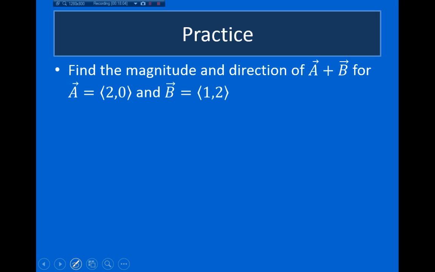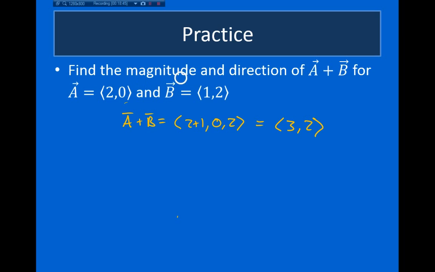So let's look at another example. This one asks us to find the magnitude and direction of a plus b, where a has a component of 2 in the x direction and 0 in the y direction, and b has a component of 1 in the x direction and 2 in the y direction. So this is pretty easy to do the sum because they were already given to us in component form. So right away we can write down that a plus b is going to be equal to 2 plus 1, that's the x component, and the y component will be 0 plus 2. So this is 3, 2.